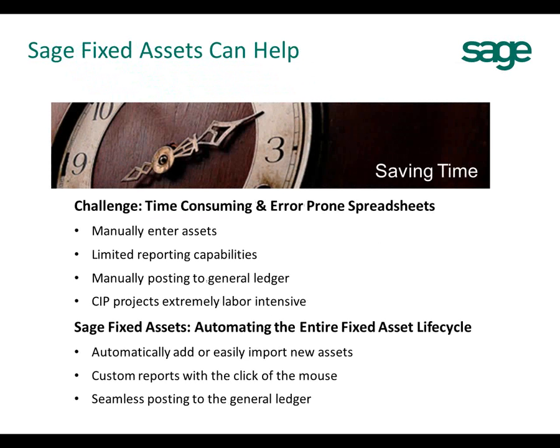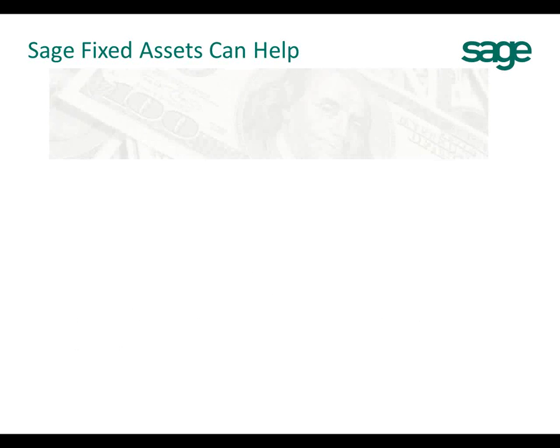There's nothing worse than realizing that you spent a lot of time on a spreadsheet just to find out that it's all wrong. And some of the challenges that we see with using spreadsheets are having to manually enter your assets, being limited in the reporting capabilities that you have, manually posting to your general ledger, and CIP projects can be extremely labor-intensive going back and forth. Our product does offer you the ability to automatically add or easily import these new assets that you have. The custom reports that we have can be done with a click of a mouse, and seamless posting to your general ledger is also available.